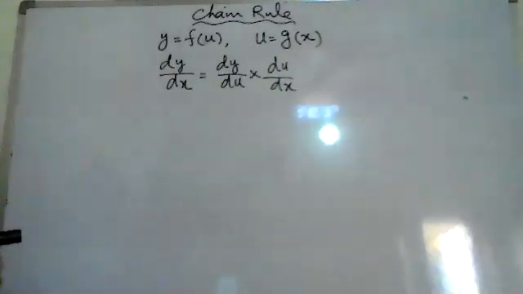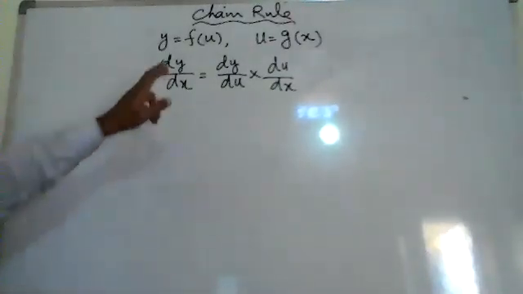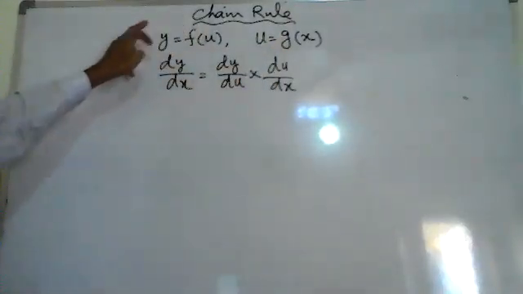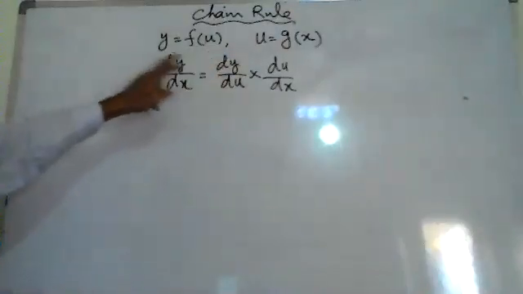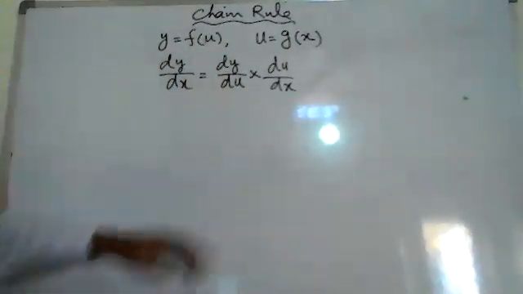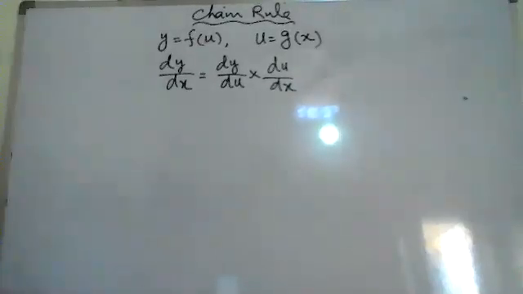So this is called the chain rule. Y is a function of u and u is a function of x, and we have to find dy upon dx. So dy upon dx will be equal to dy upon du into du upon dx.